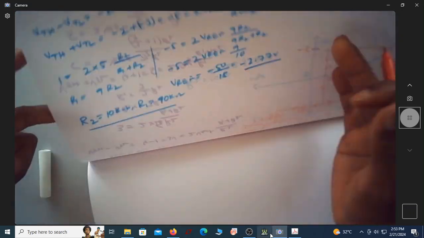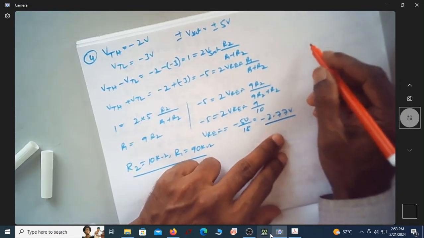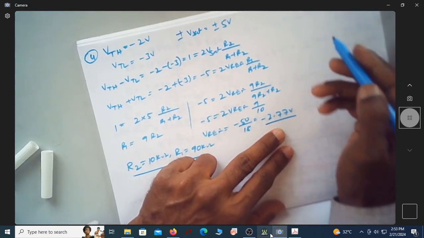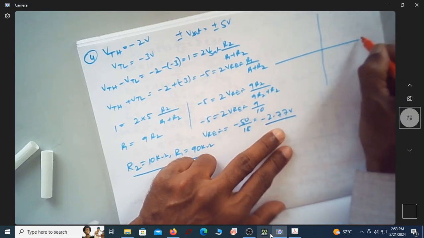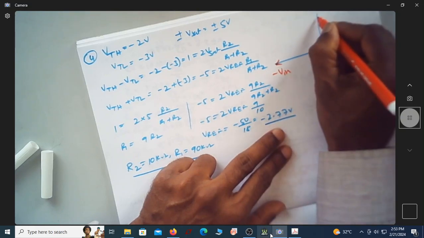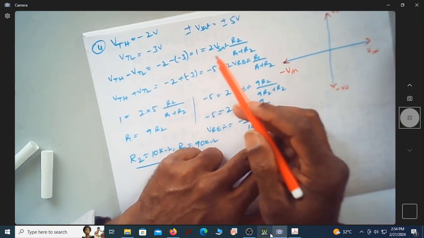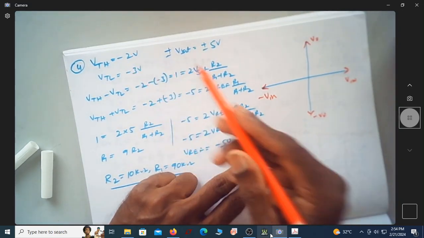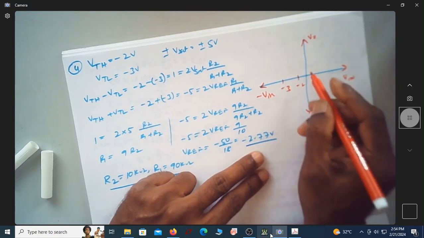Let us do it for this. Both thresholds are negative now. So now let me write this axis. This is V in positive, this is minus V in, this is V naught, minus V naught. So now I have the threshold voltages as minus 2 and minus 3. Let this be minus 2, let this be minus 3.